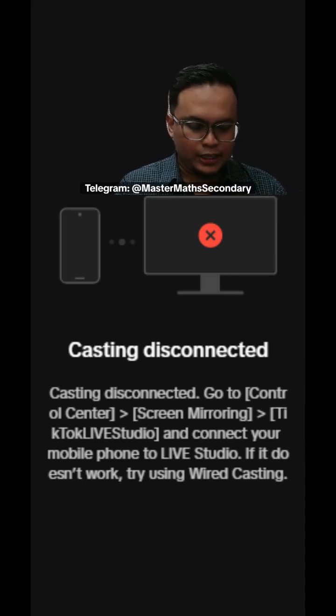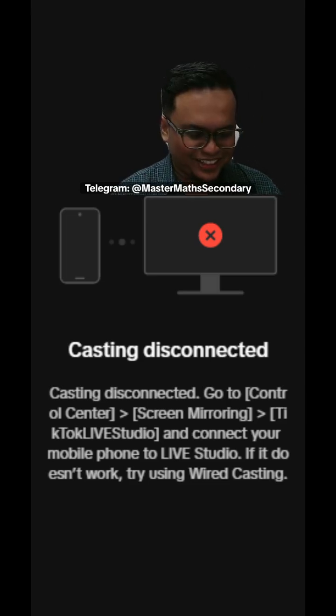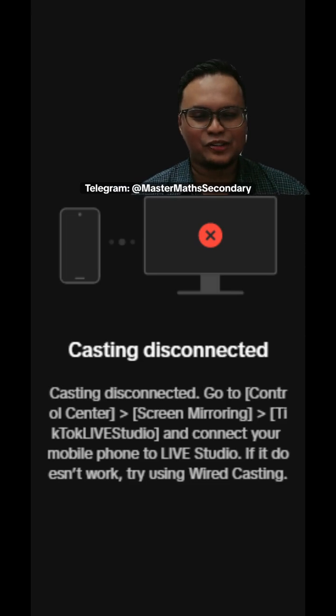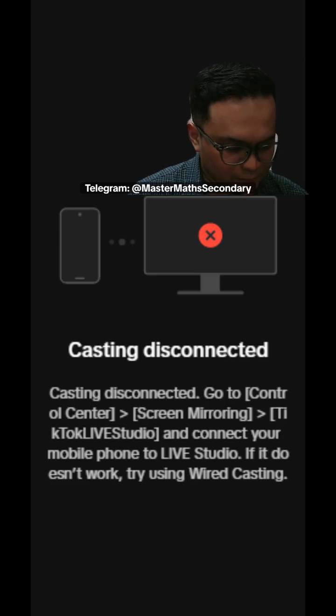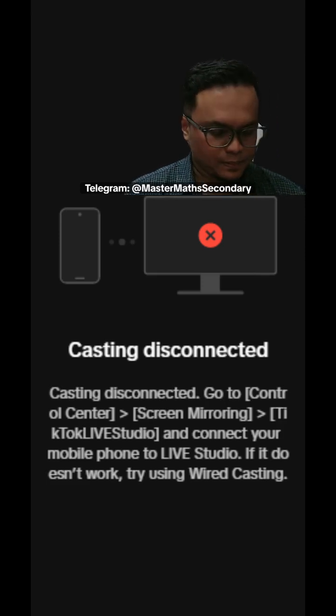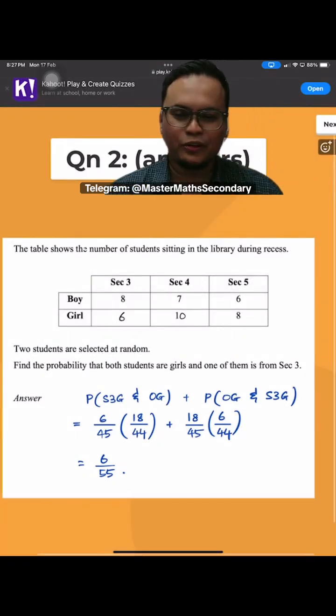Then there's also another possibility. Yeah, I'm aware I'm disconnected. My friend is trying to reconnect it. Nice. Okay, so we're able to reconnect right now.